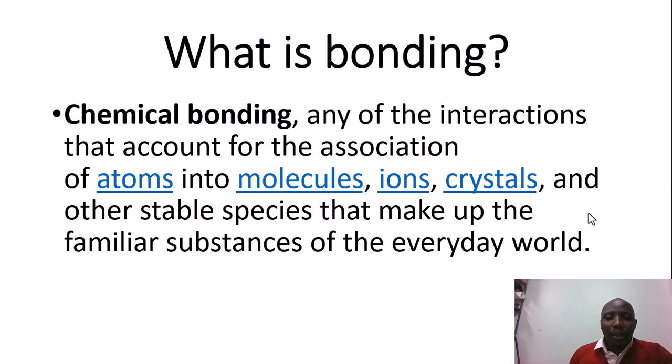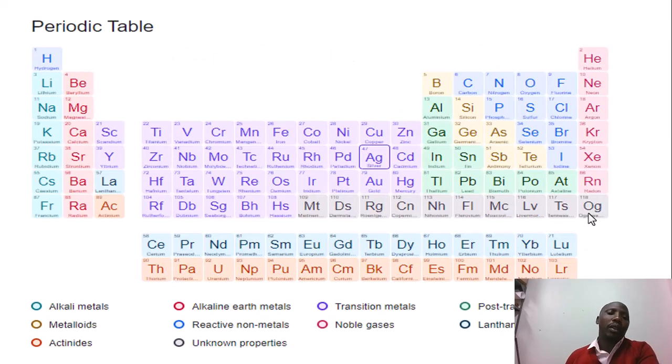When atoms are associated together, they form molecules or ions or they form crystals, which are stable structures or stable species that make the familiar substances of the everyday world. This means that whatever we do in our everyday world depends on the bonding of atoms.